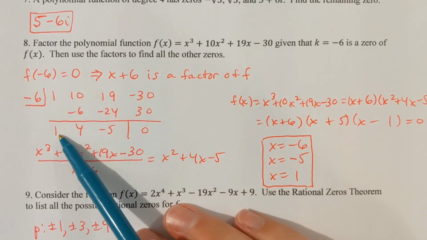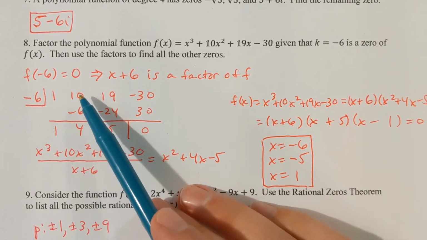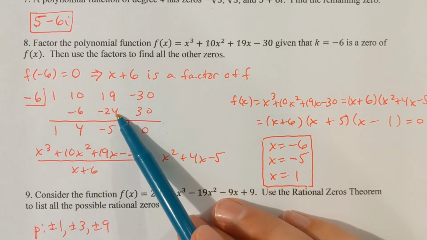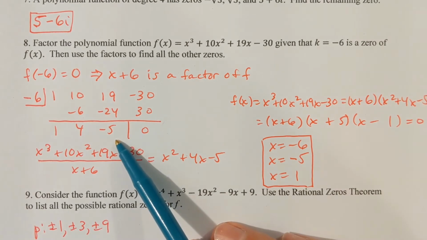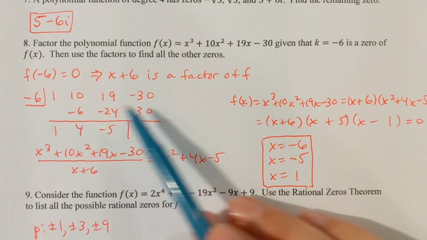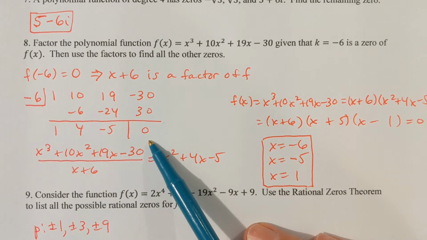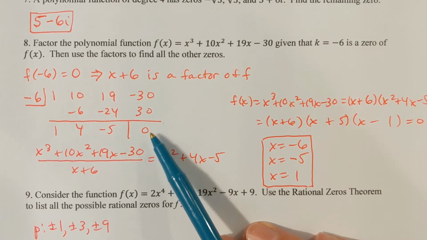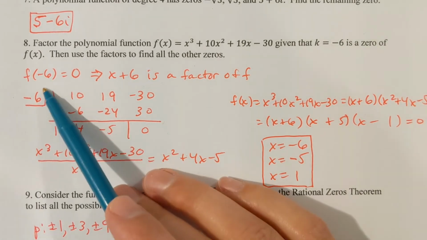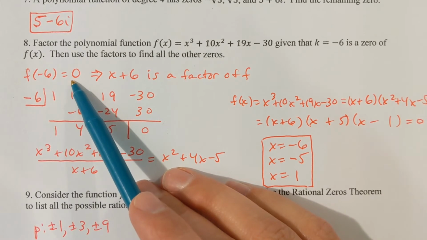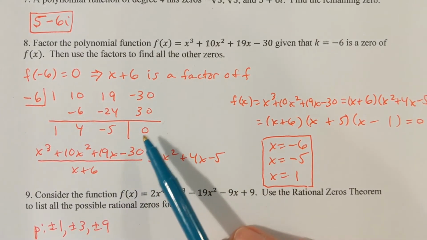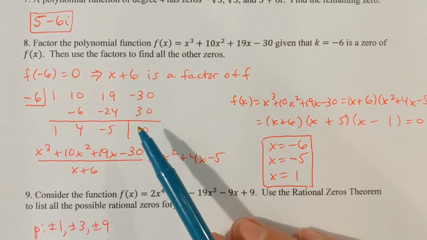Bring the 1 down. 1 times negative 6 is negative 6. Add the next column, you get 4. 4 times negative 6 is negative 24. Add the next column, you get negative 5. Negative 5 times negative 6 is 30. Add the last column, and you get 0. Now 0 is the remainder, which really shouldn't surprise us that we got 0 as a remainder here. Like, we already knew that negative 6 was a 0 of f. If we were getting any other number, not 0, there would have been a mistake going on in this division process.